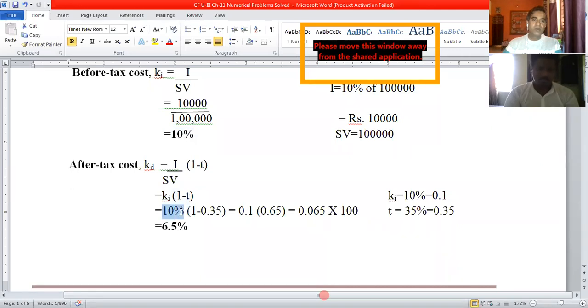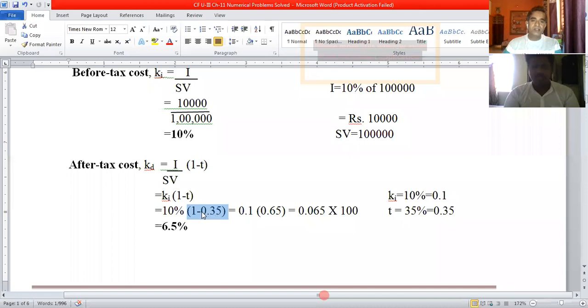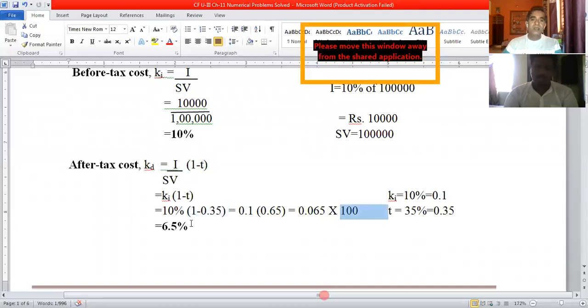So 10% into 1 minus T, where the tax rate is 35%. So 1 minus 0.35. I will rewrite the 10% into decimals as 0.1 into 1 minus 0.35. 1 minus 0.35 is 0.65. If you multiply 0.1 into 0.65, you'll get 0.065. Multiply that by 100 to get the cost of capital in percentage, which is 6.5%. Okay, Sharan?